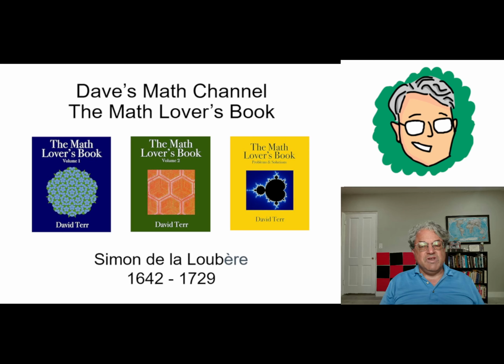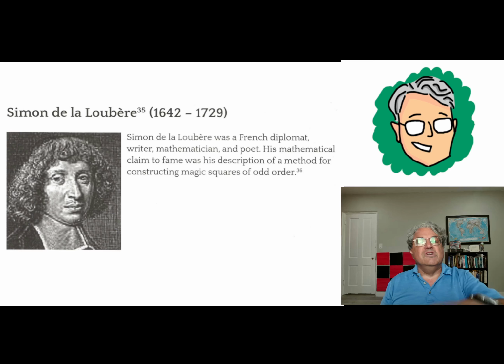He was a French mathematician and diplomat and many other things. I think he worked for the king. And he lived from 1642 to 1729. And here's a picture of him and a very brief bio. He wasn't primarily a mathematician, but his mathematical claim to fame was that he came up with a method for constructing a magic square of any arbitrary odd order.